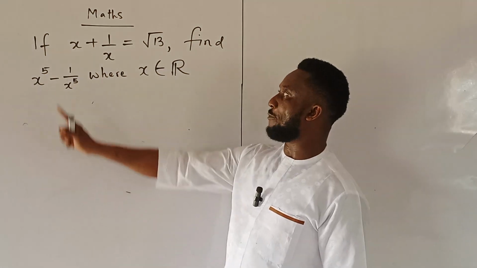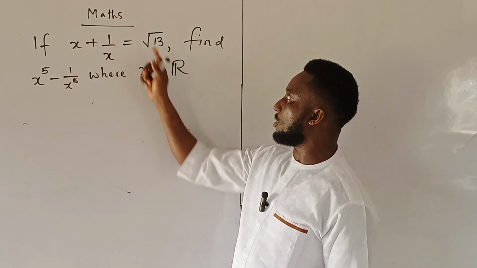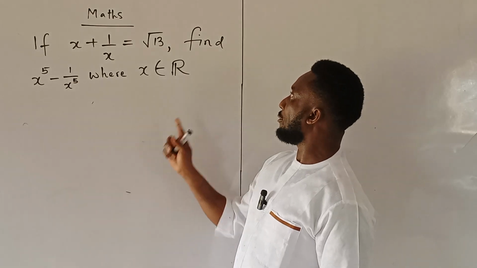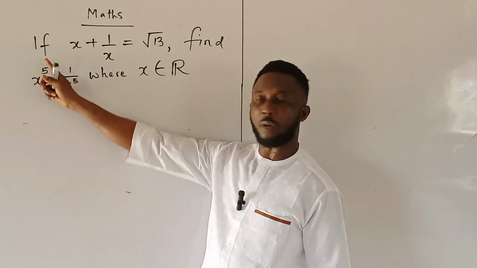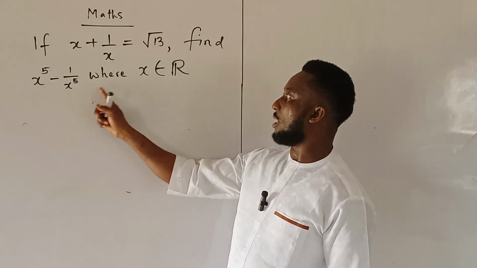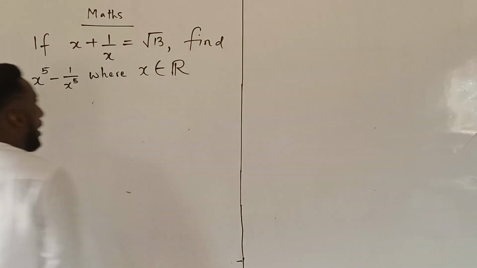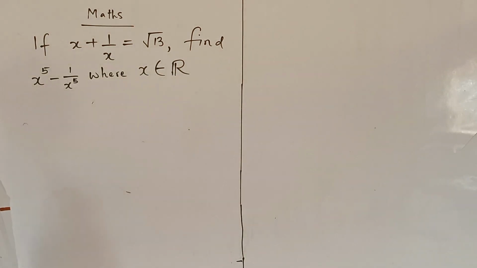Now we have an if statement here. If s plus 1 upon s is equal to the square root of 13, we have to find the value of s to the fifth power minus 1 upon s to the fifth power, where s is a set of real numbers. Now, as you can see, this is an Olympiad problem which requires critical thinking and sound logical reasoning.